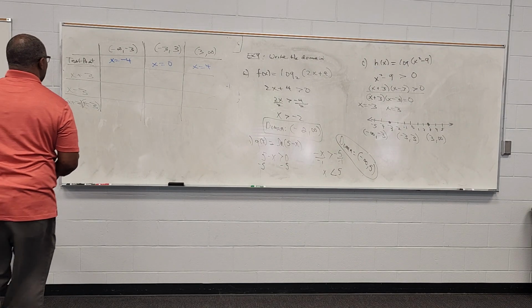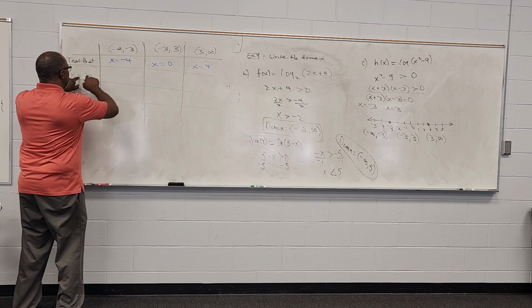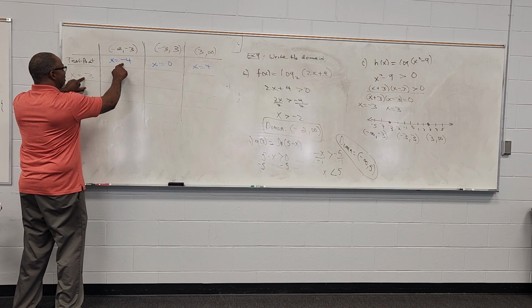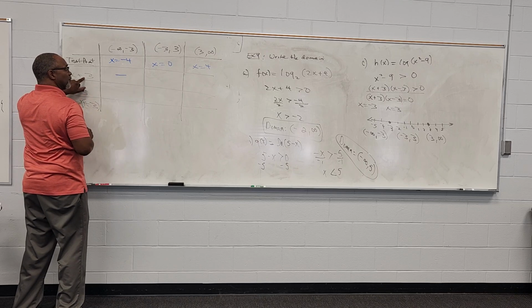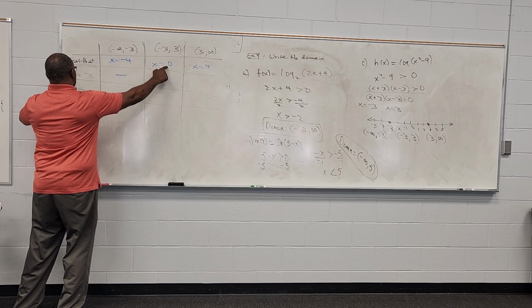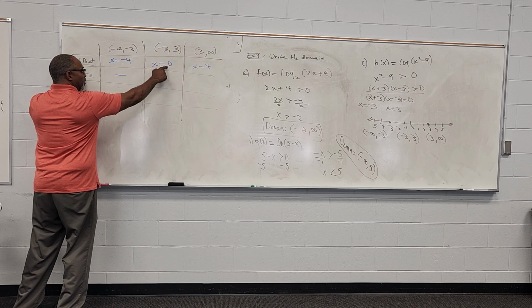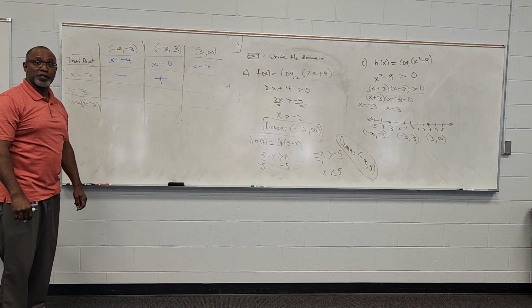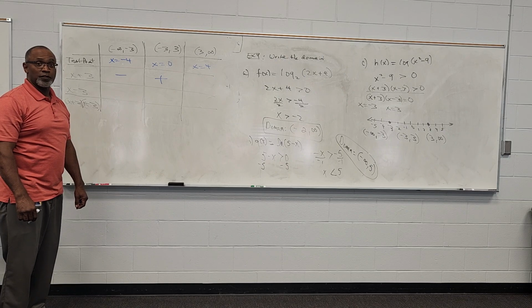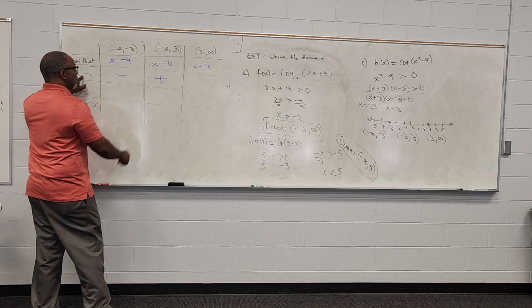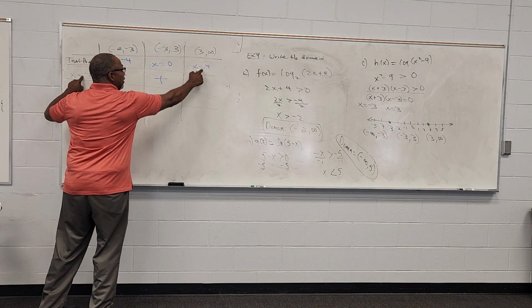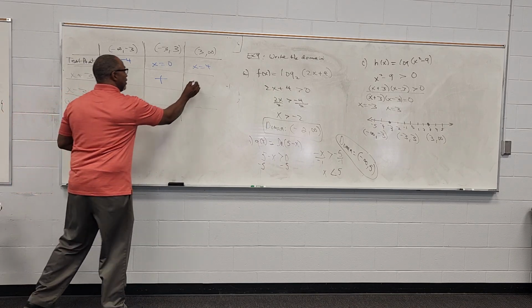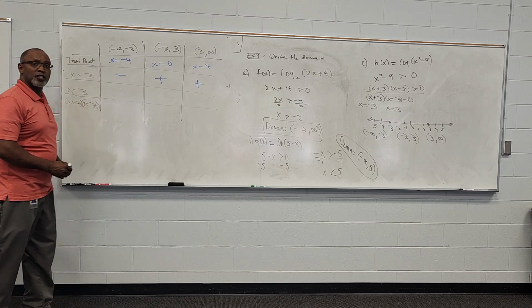Now all you're going to do is plug that test point into each expression. So where you have an x, put a negative 4. Negative 4 plus 3 is a negative 1, so that's a negative quantity. Next interval, x equals 0. 0 plus 3 is a positive 3, that's a positive quantity. All I want to know is the sign. I don't care what number it gives me. I just want to know is it positive or negative. x plus 3 in the interval from 3 to infinity, use the test point 4. 4 plus 3 is a positive 7, so that quantity is positive.